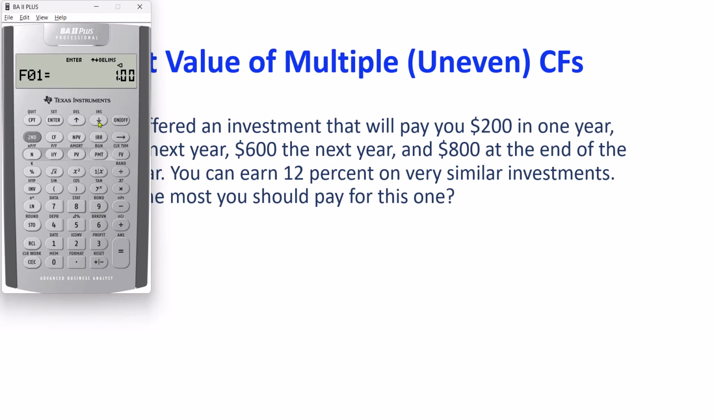The frequency of this 200 cash flow would be 1, because if you have several 200 cash flows consecutively back to back, then we could use frequency. But because after 200 we have 400, the frequency of this cash flow would be 1, and then we have 400 for the next cash flow. Enter, down, down, then 600, down, down, and finally 800.